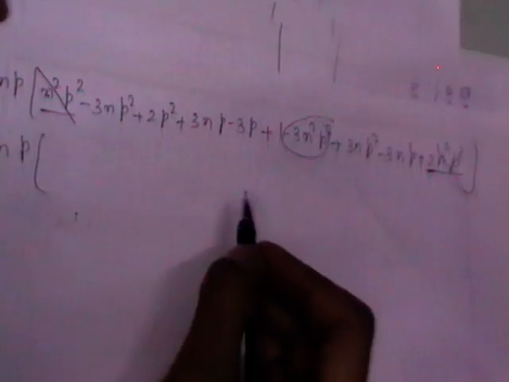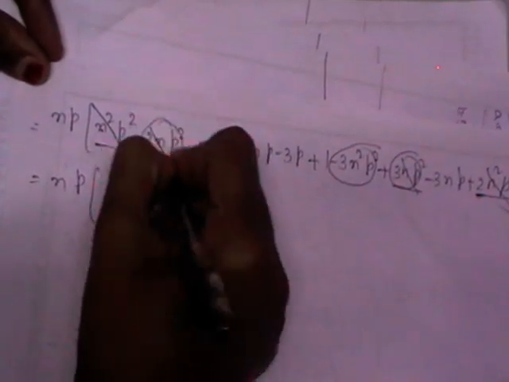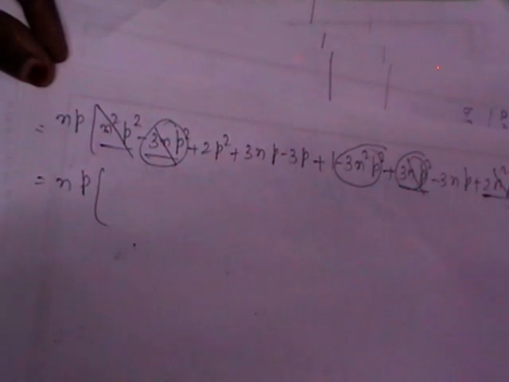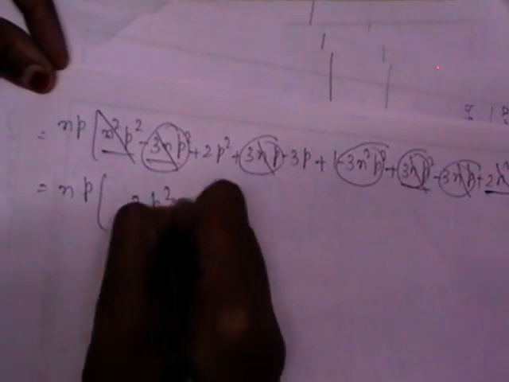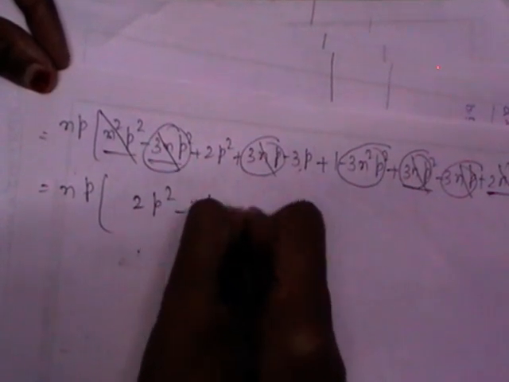I think we can see some cancellation within this. We have 2np square, np square, n square p square. I think these are like terms. You will get 3n square p square. This is going to cancel with this. These three terms are cancelled. Now, what else can you cancel here? Minus 3np square plus 3np square. Okay, and you have minus 3np plus 3np. So simply you got 2p square minus 3p plus 1.